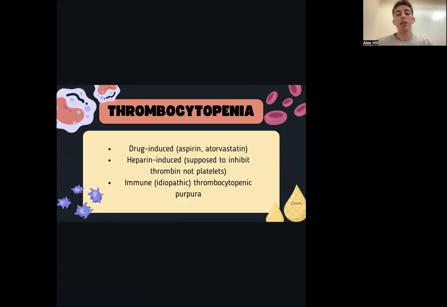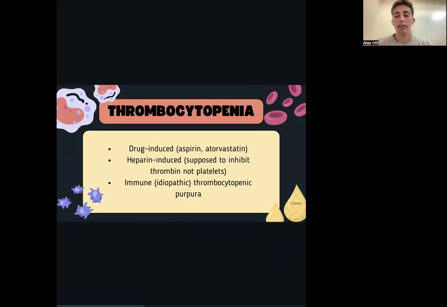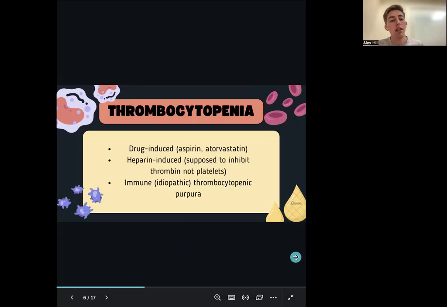And then heparin induced. This confused me because I thought heparin was a quote unquote blood thinner, but it's supposed to inhibit thrombin, not platelets. So this is an entirely different problem. It's very severe and it causes the activation and destruction of platelets, and that can cause a thrombosis, which can be life-threatening. Immune idiopathic thrombocytopenic purpura is destruction of platelets by the immune system and results in bleeding gums, petechiae, which is those red spots on the skin, and internal bleeding. So look for that purple bruising and bleeding gums if you're worried about that.